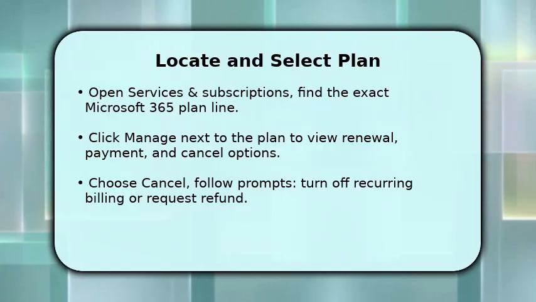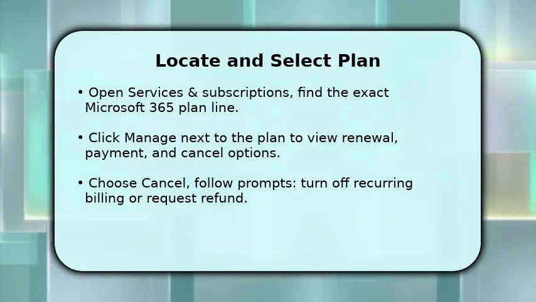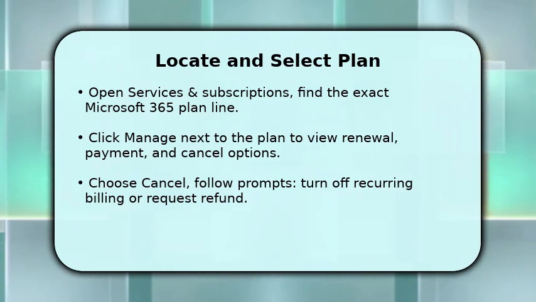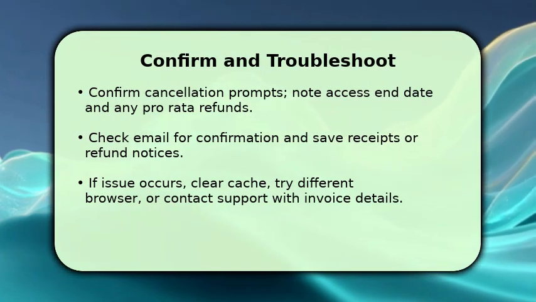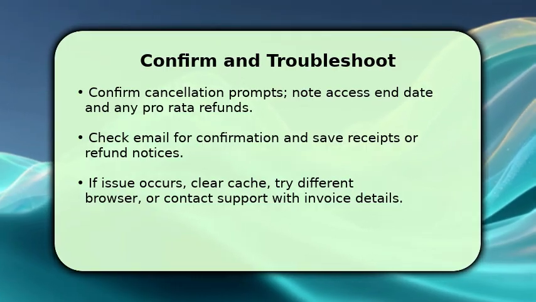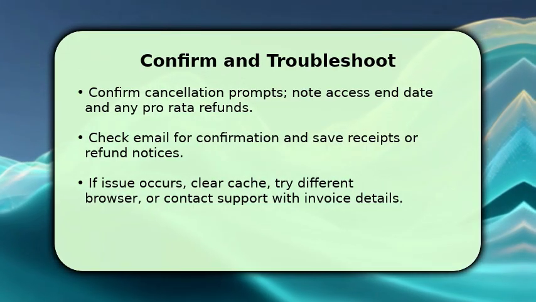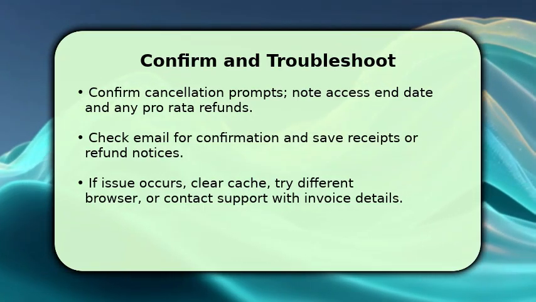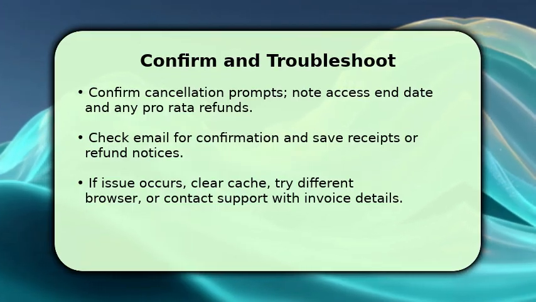Read the on-screen details so you understand remaining access time and whether files or email will be impacted after. Confirm the cancellation choices and complete the final prompts. The system will tell you the exact date your access ends and whether you keep services until that date. Make sure you receive the confirmation email and save it along with any refund details.